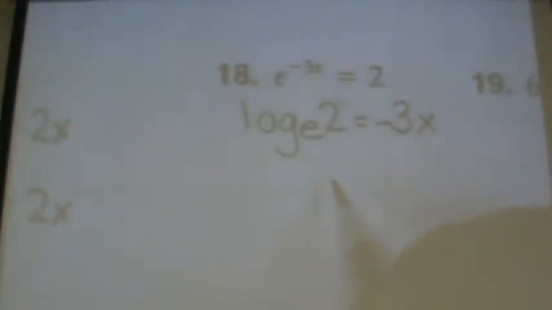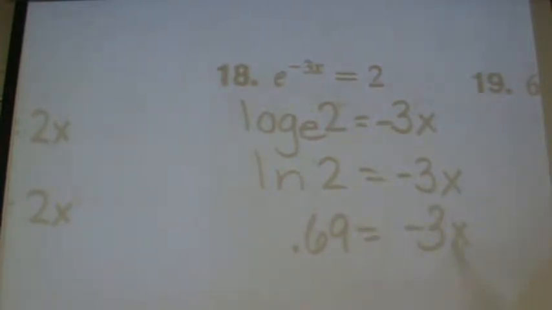Okay, what would you do on 18? Log 2 base e equals negative 3x. Then what? Tell me. This is ln 2 equals negative 3x. And then you get, ln 2 is 0.69, and then divide by negative 3. Use your calculator as much as you can, so it's negative 0.23. Good. Number 19, divide by 6.